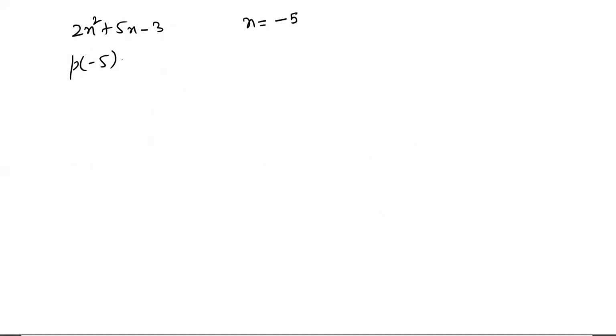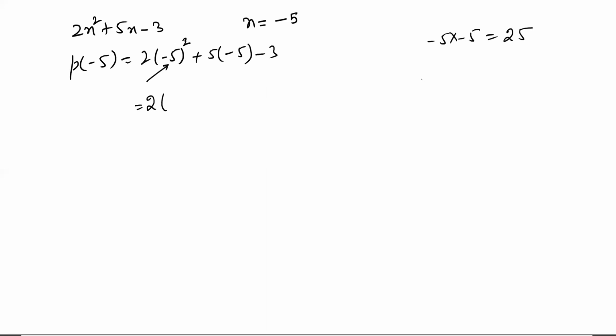P is equal to minus 5. Then you write P minus 5 square. Then 5 into minus 5, then minus 3. You'll get 2 into minus 5 into minus 5. What will you get, Rima? Square of minus 5 is 25, plus 25.